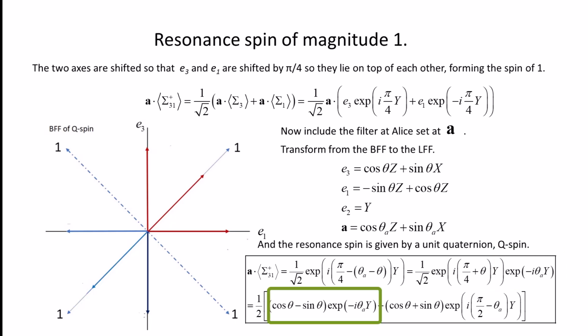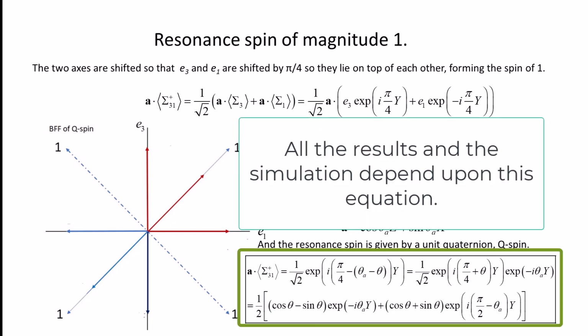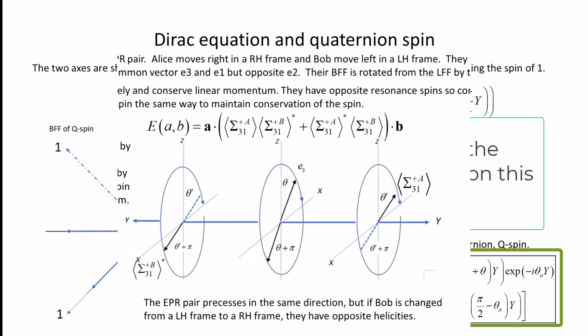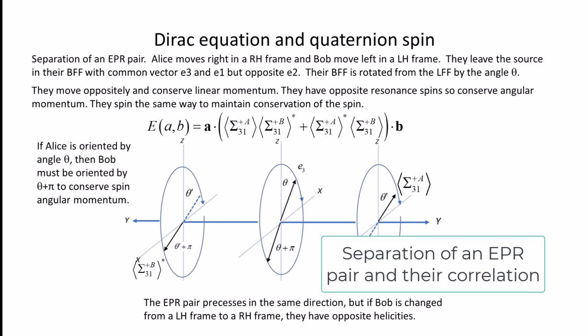After transformation, the first term is the E3 axis as viewed from the laboratory fixed frame, while the second term is the E1 axis as viewed from the laboratory fixed frame. These depend upon the local variable theta, which orients the spin in the laboratory fixed frame. These laboratory fixed frame equations are the most important here, and all the results and the simulation that follow depend upon this equation.